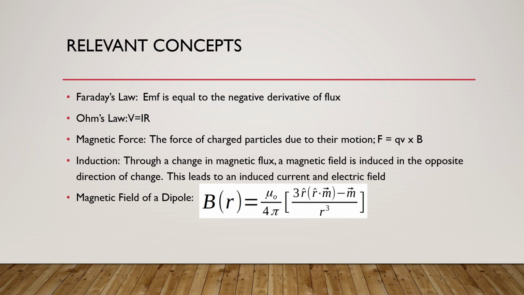Then there's induction. Through a change in magnetic flux, a magnetic field is induced in the opposite direction of the change. This leads to an induced current and an electric field. And finally, the magnetic field of a dipole is equal to mu naught over 4 pi times the quantity 3 r hat times r hat dot m, where m is the magnetic dipole moment, minus m, all over r cubed.